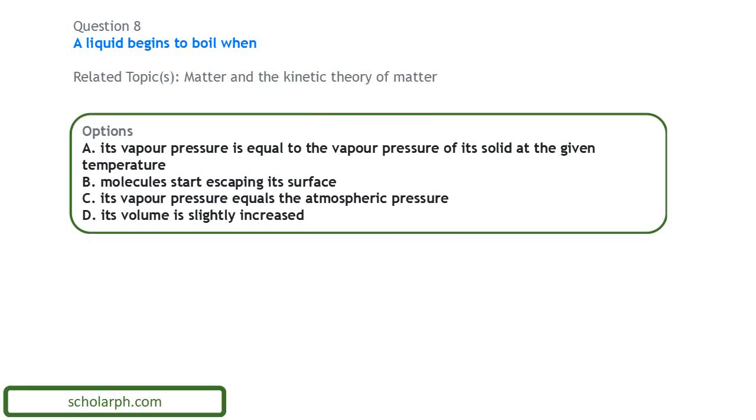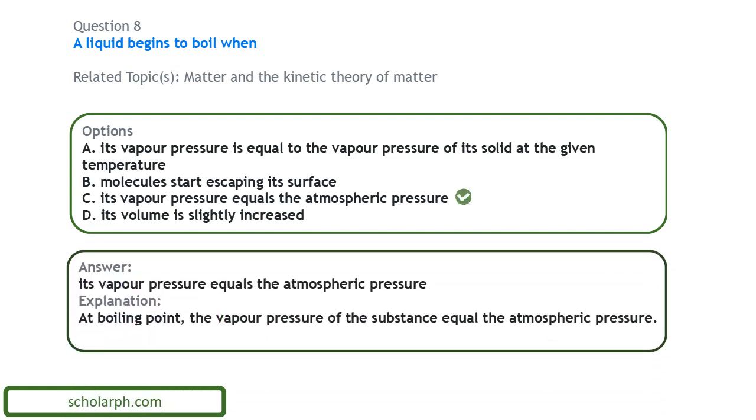Next, on matter: a liquid begins to boil when its vapor pressure equals the atmospheric pressure. So at the boiling point, the vapor pressure of the boiling liquid is going to be equal to the atmospheric pressure.